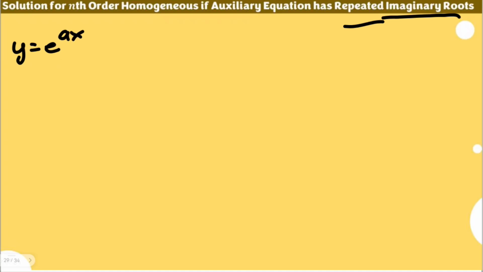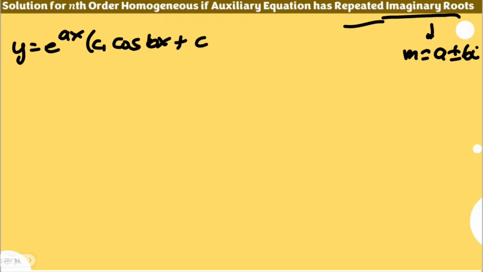Take note that if we talk about imaginary roots, we have any root with a plus minus bi. a is the real part of your complex number, and b is the imaginary part of your complex number. So you have your e to the ax times c sub 1 cosine bx plus c sub 2 sine of bx. That is if the roots are imaginary but no repetition.